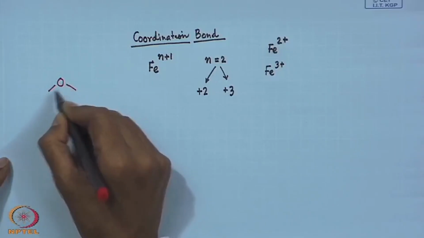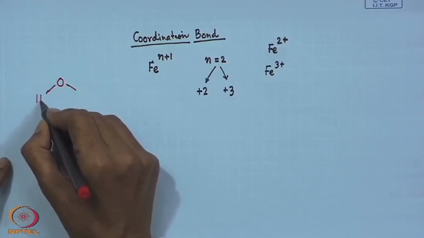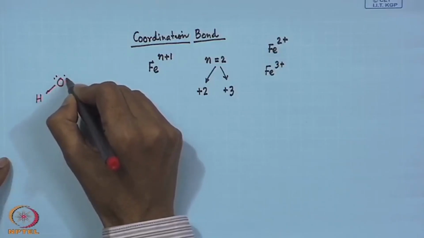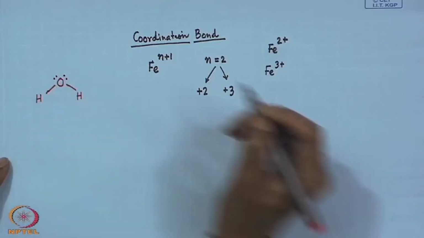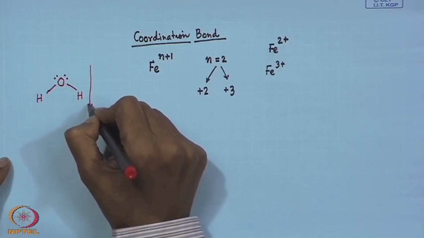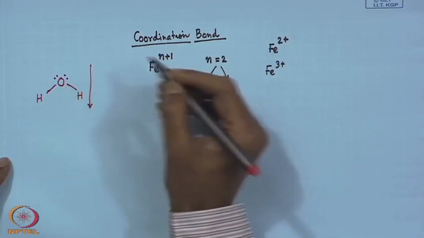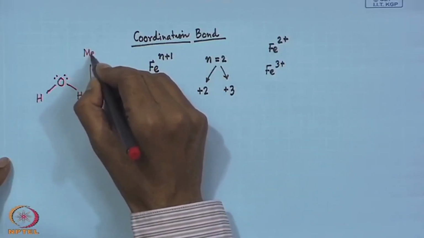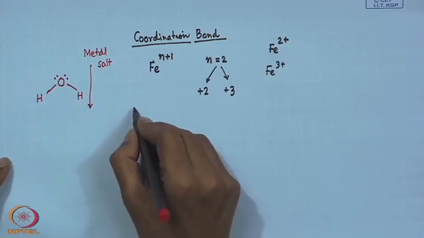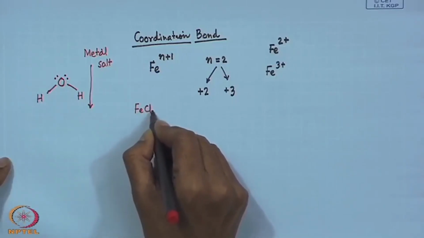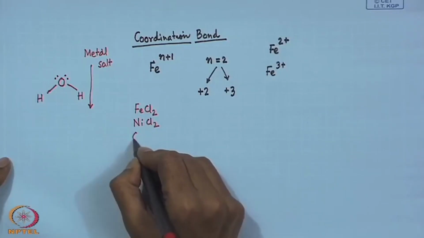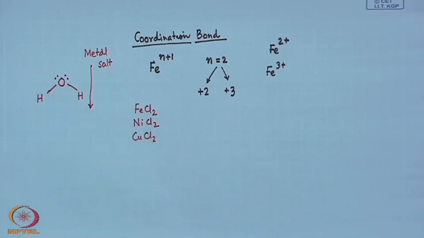from our very early days, from the studies at school level, we all know the typical water molecule. Why are we so interested in knowing the molecule of water? Because all the time, whenever we start any reaction related to any metal salt, it can be our ferrous chloride, it can be our nickel chloride, or it can be our copper chloride.